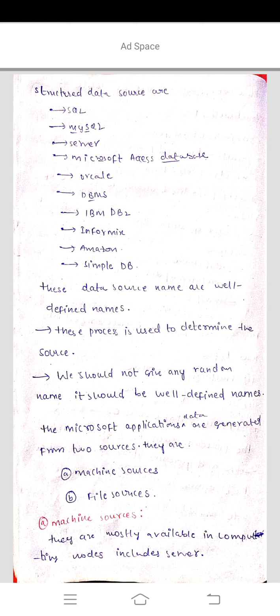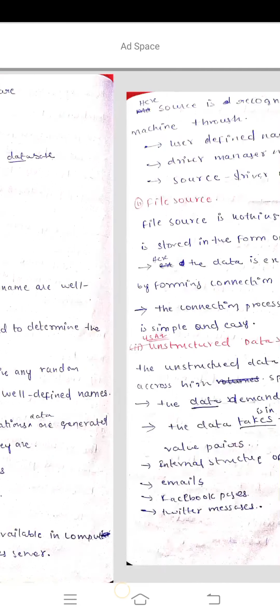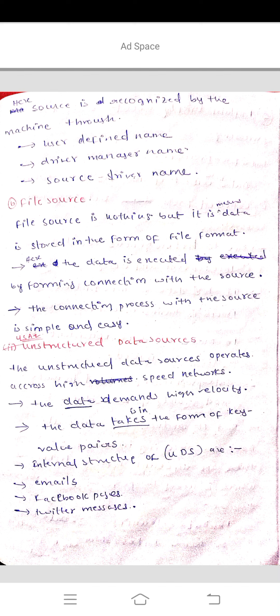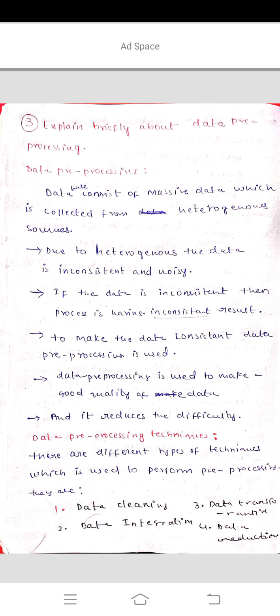Microsoft application data are generated from two sources: machine sources and file sources. So this is about the machine sources and this is about the file sources. This is the structured data source. Now let us see the unstructured data source. Unstructured data sources operate across high speed networks. These are some points related to the unstructured data sources.